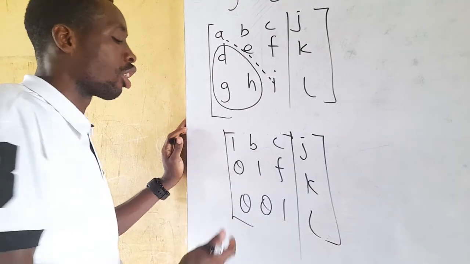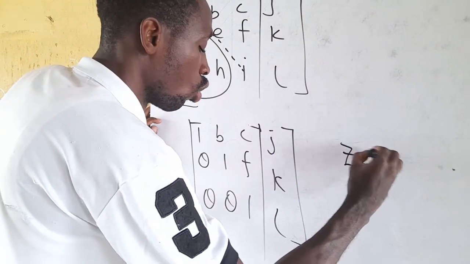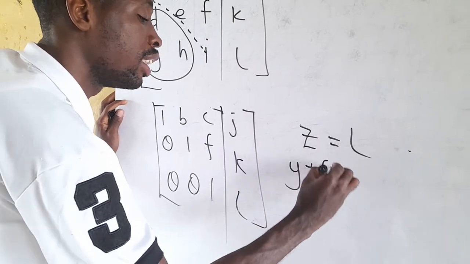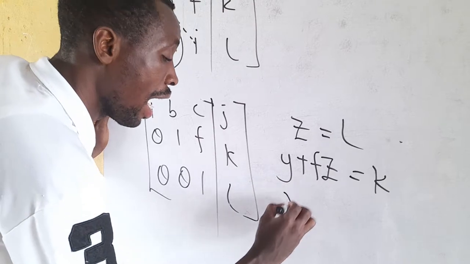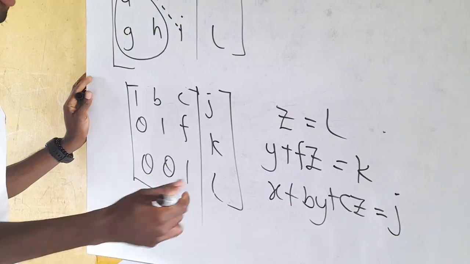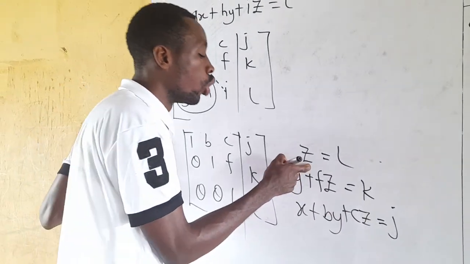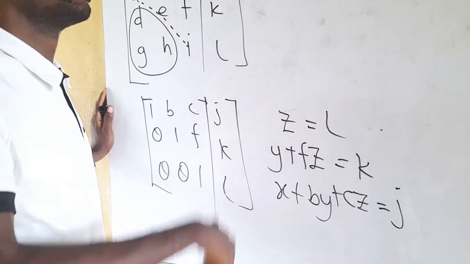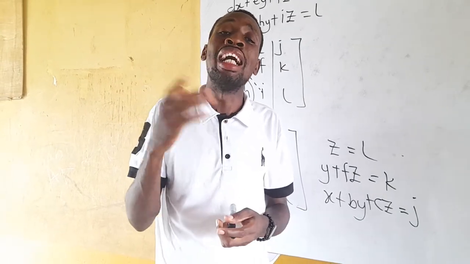Then Gaussian elimination is saying that you back solve. See, your z: 0 times x will be 0, 0 times y will be 0, so our z will become our l. Then look at this, we have y plus fz, which will be equal to k. Then remember our x plus by plus cz will be equal to j. Since everything here is constant except the x, y, and z, and we know the value of z, we just substitute to get the value of y. Since we know the value of y and the value of z, we substitute here to get x. That's the Gaussian elimination.